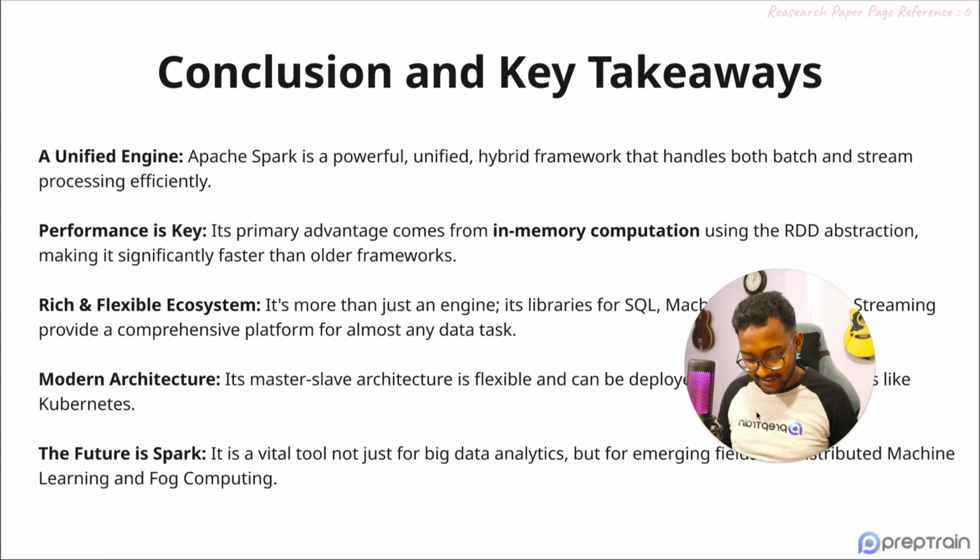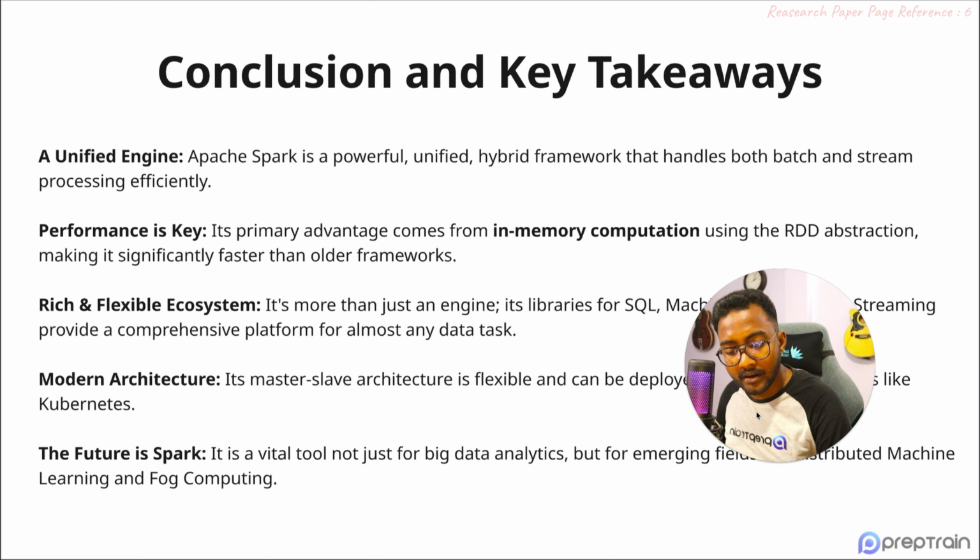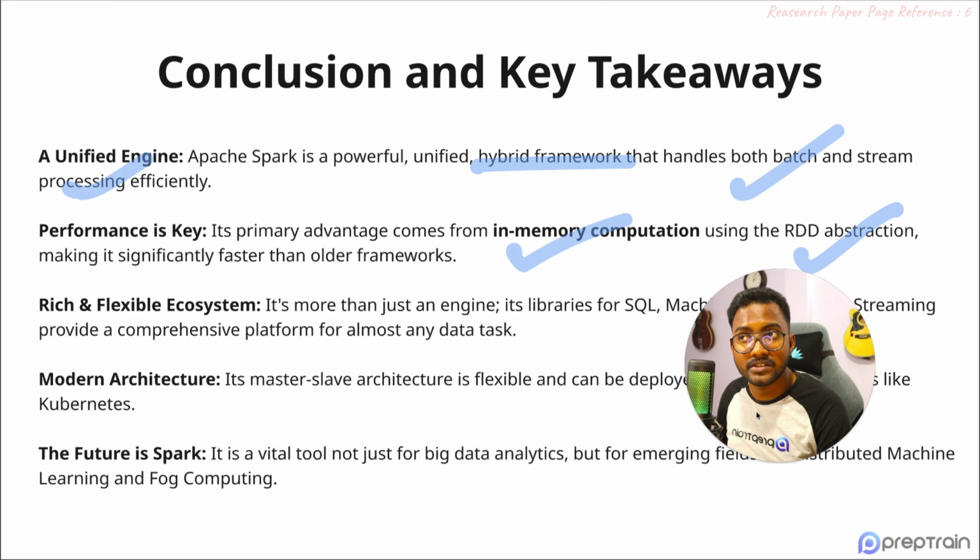So finally, we are at the end, the conclusion section of the research paper. We covered a lot of concepts in these two videos and this entire research paper. It was very fun. So let's go through all of them in a very brief manner. First of all, we discussed that Spark is a very unified engine. It is a hybrid framework because it can handle both batch and stream processing very efficiently. When we discussed performance, the major factor was the in-memory computation that we talked about using the RDD abstraction.